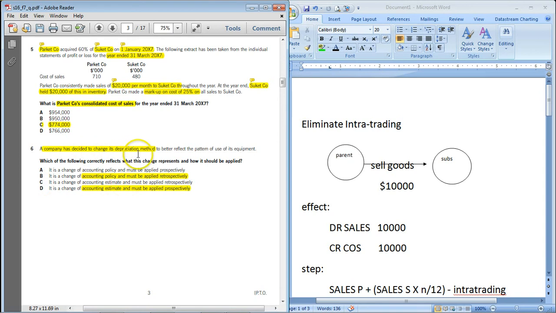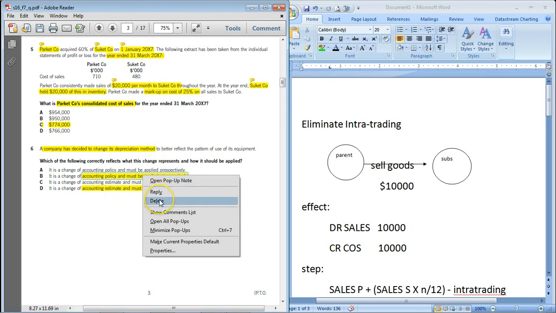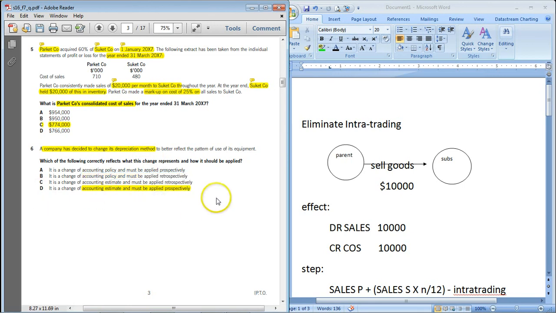Okay, so now, is depreciation under accounting policy or accounting estimate? The answer here is D, accounting estimate. This is just a refresher. I will cover in detail how to differentiate between accounting policy and accounting estimate in my next lesson videos. So at the end, the answer is D, estimate, and it must be applied prospectively, meaning you no need to adjust your opening balance. So don't worry, we cover this in my next lesson.